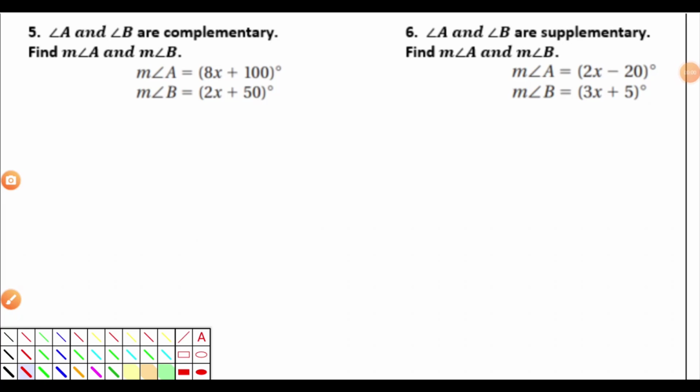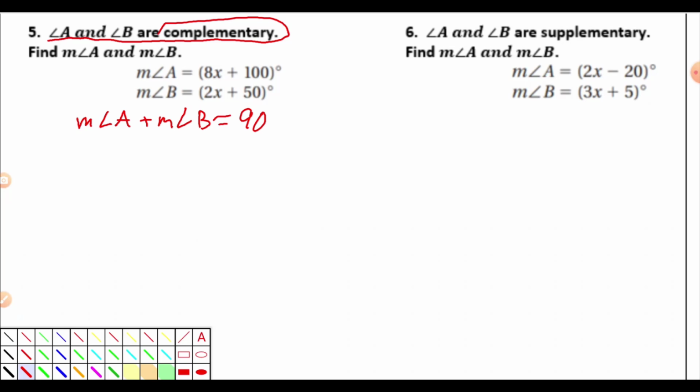Now you know how to do this one. We know that angle A and angle B are complementary. So again, what does that tell us? That means they have to add up to 90 degrees. So the measure of angle A plus the measure of angle B is equal to 90 degrees.